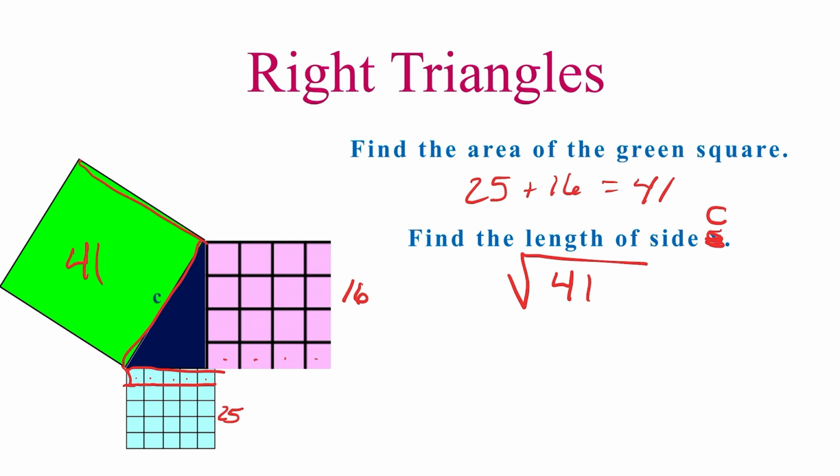If you want to do it on a calculator and get the square root of 41, you can get a decimal. The square root of 41 is 6.4. So that looks about right.